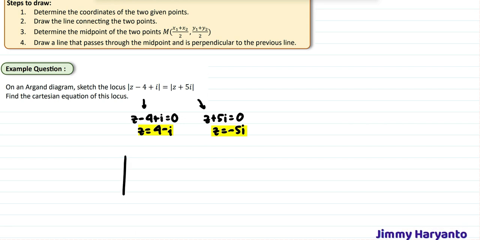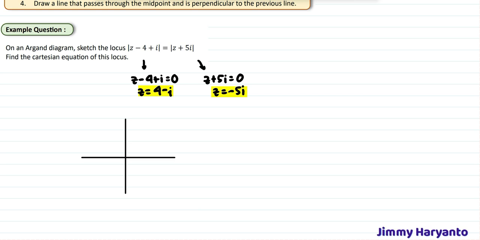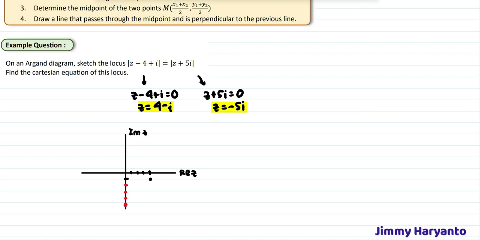And then the next thing is to draw the points. So the point is 4 - i. 4 - i means 1, 2, 3, 4 on the real axis and negative 1 on the imaginary axis. And then negative 5 is 1, 2, 3, 4, 5, right here, negative 5. Okay, and then the step says draw the line connecting the 2 points. So let's draw a line connecting the 2 points.